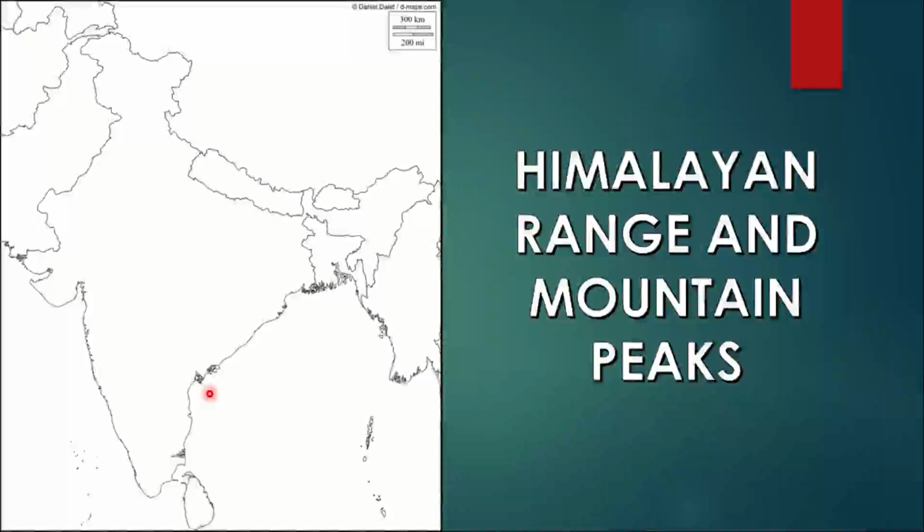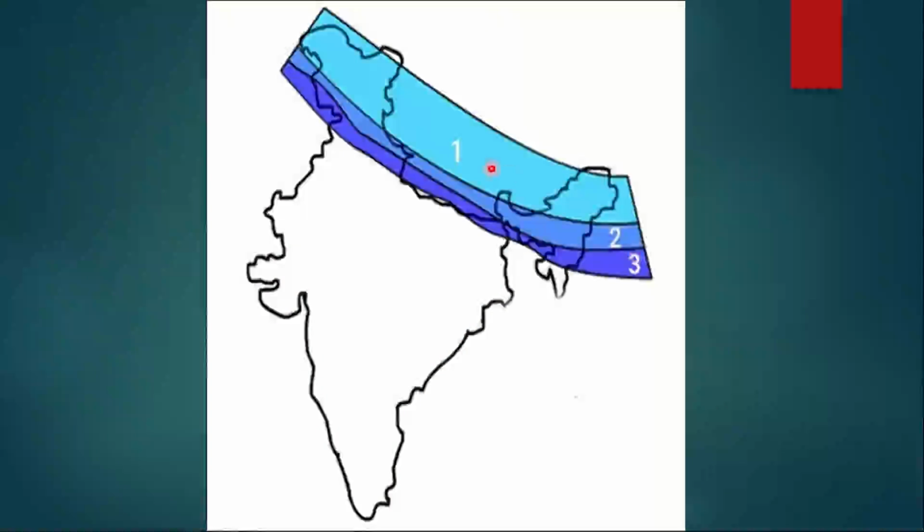Alright. Now, what is the Himalayan range? The Himalayan range is a group of Himalayan mountains which are spread over the northern and eastern part of India. They are of three types: the lower mountains, the higher mountains and the highest mountains. Alright.